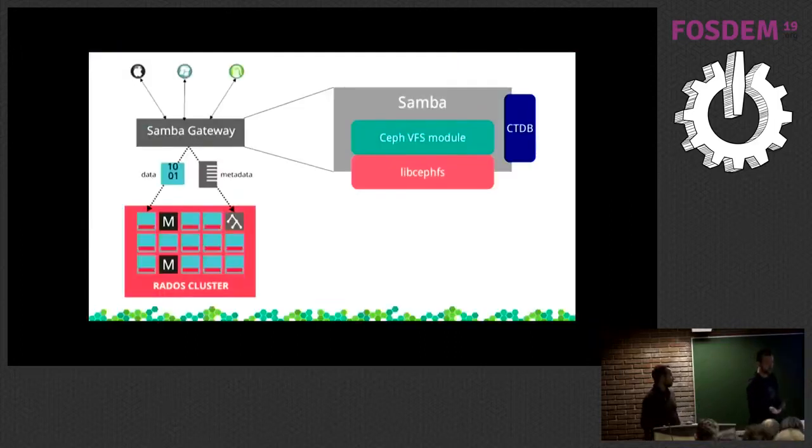So just sort of explaining the demo setup we have. We have our Ceph cluster. We have the Samba gateways, in this case 2 gateways in front of the Ceph cluster. These gateways are using the VFS Ceph backend for Samba. Also CTDB, which is the cluster service and key value store for Samba.